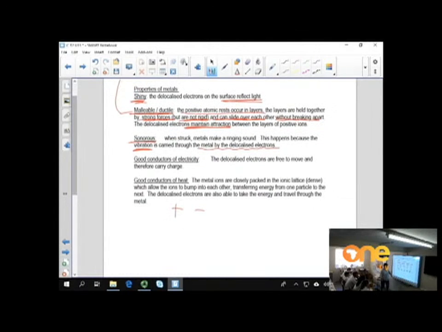Good conductors of electricity? Well, current is moving charge. So electricity is connected to charges that are able to move. Which charges can move? The electrons. And in metals, we find the electrons are delocalized. So if I put a potential difference across the edges, they go from a point of high potential to a point of low potential. So why are metals good conductors of electricity?